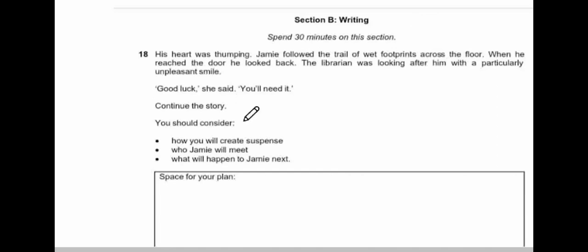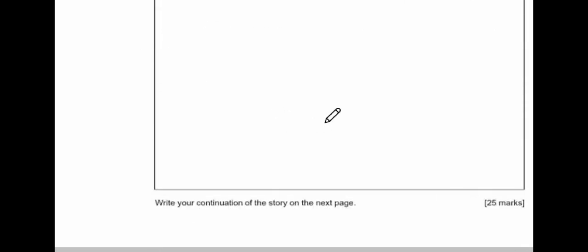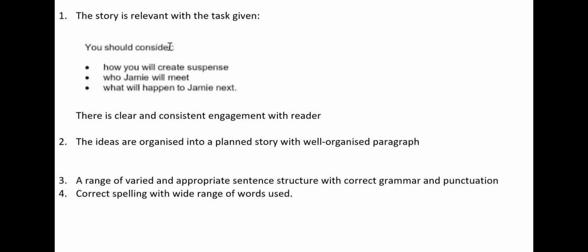In the story, you will need to consider how you create suspense, who Jamie will meet, what will happen to Jamie next. This is a space to plan the story, and this is two pages to write your story in. So the marking for this will be based on four categories. The story must be relevant to the task given. You should consider how you will create suspense and who Jamie will meet and what will happen to Jamie next. If you can make up to 1.5 pages, that will be good.